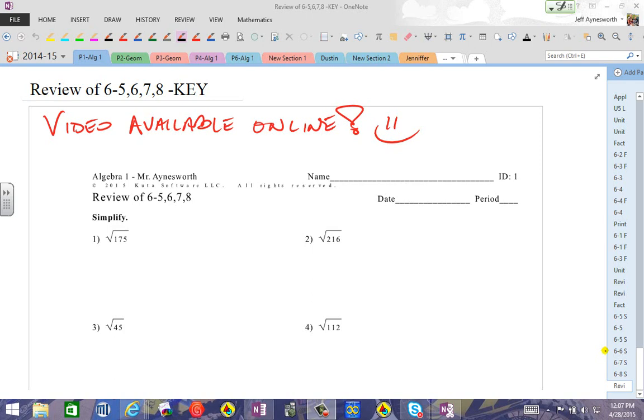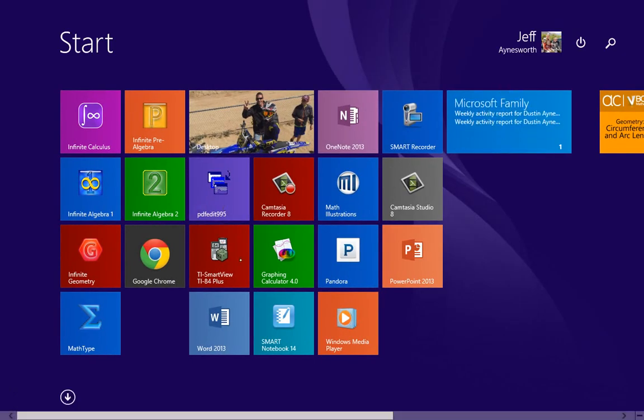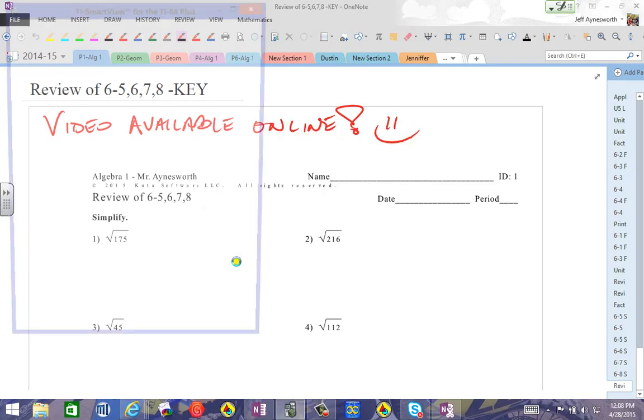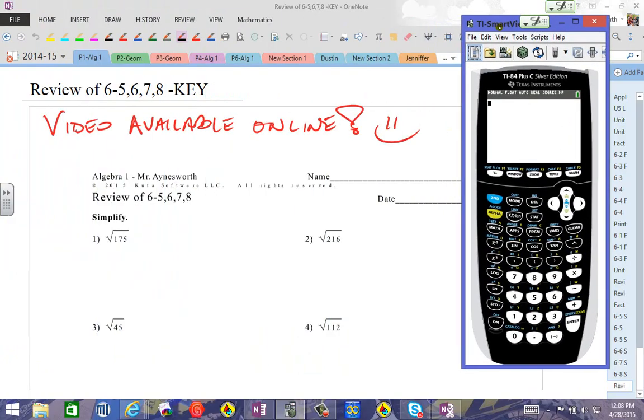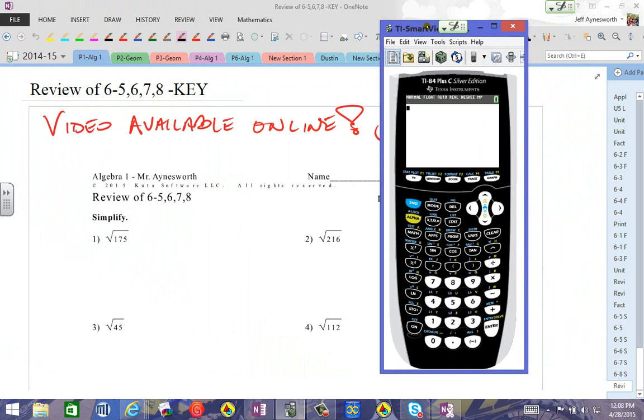This is Mr. Ainsworth. We're going to get into our review over lessons 5, 6, 7, and 8, which covers solving quadratics by factoring, simplifying roots. It also covers solving quadratics by rooting, and also the completing the square technique. What I'd like you to do first is get out your TI-84. Have that handy. You could use that if you need it. If not, don't worry about it. You could do it in your head. That'd be awesome. But I'm going to have this over here. I'm going to integrate how to use the calculator properly when it comes to simplifying a root.